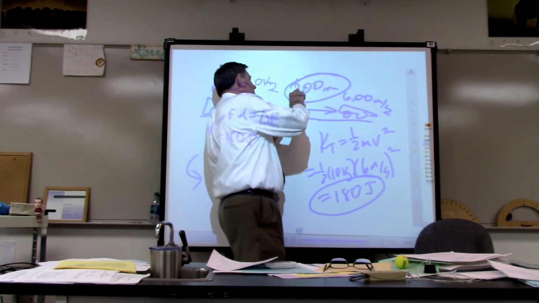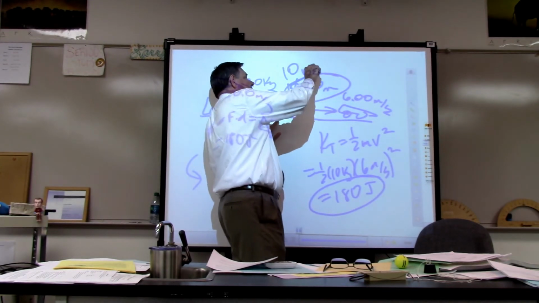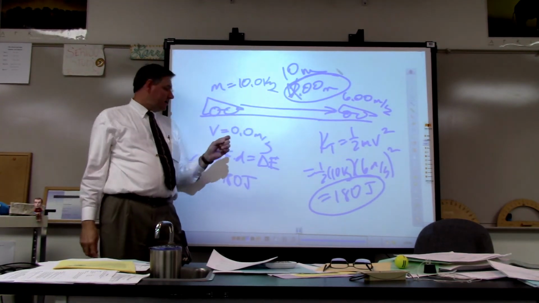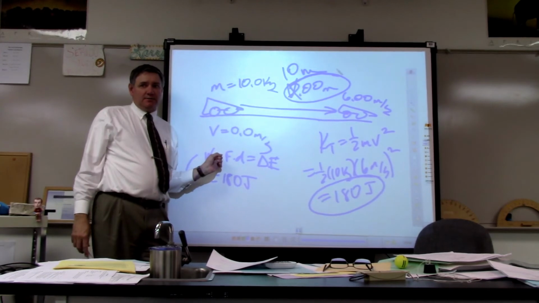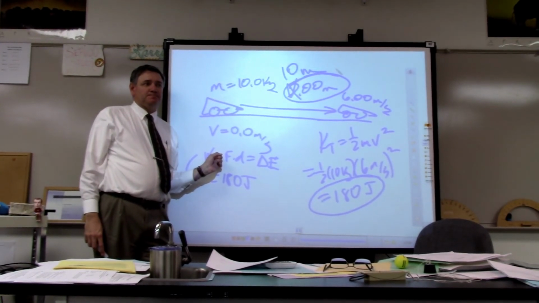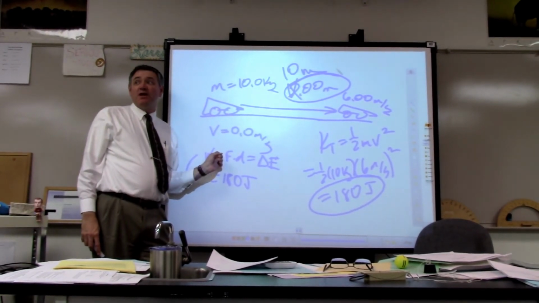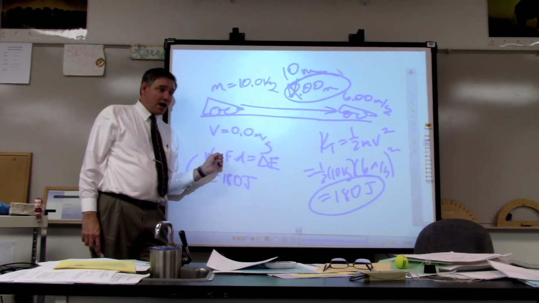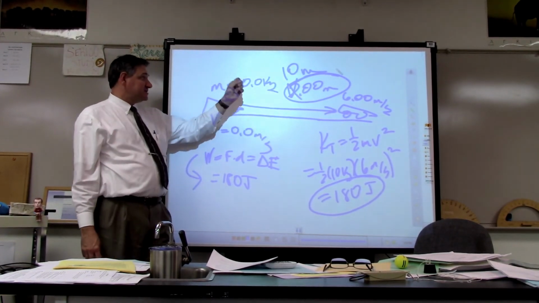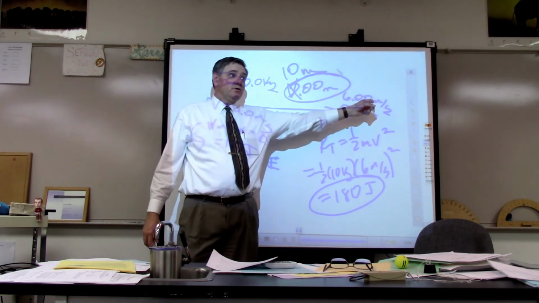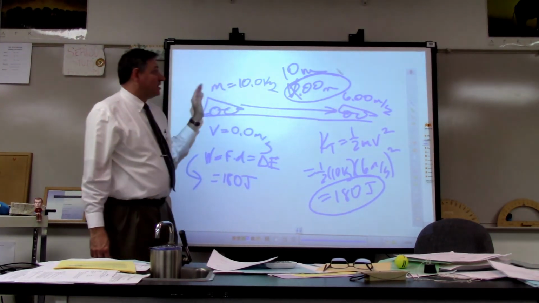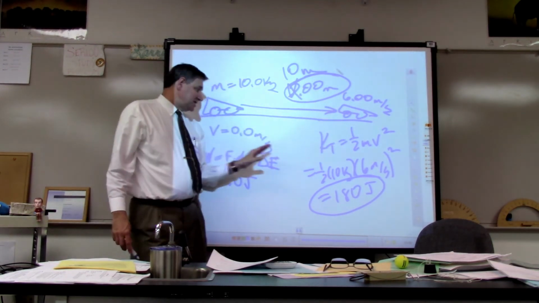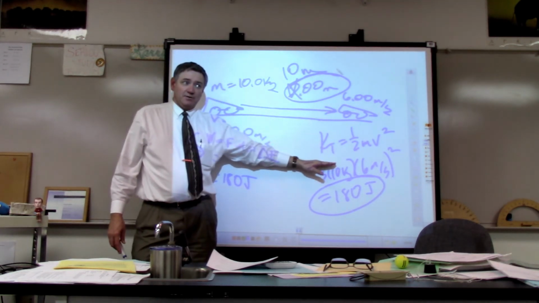Now, what if I went through the exact same change in velocity, but instead of doing that over 2 meters, I did it over 10 meters? What's that going to do to the amount of work that's done? It won't change the amount of work that's done. Why? Because I'm still going from 0 to that same velocity, so my change in kinetic energy is going to be the exact same number.